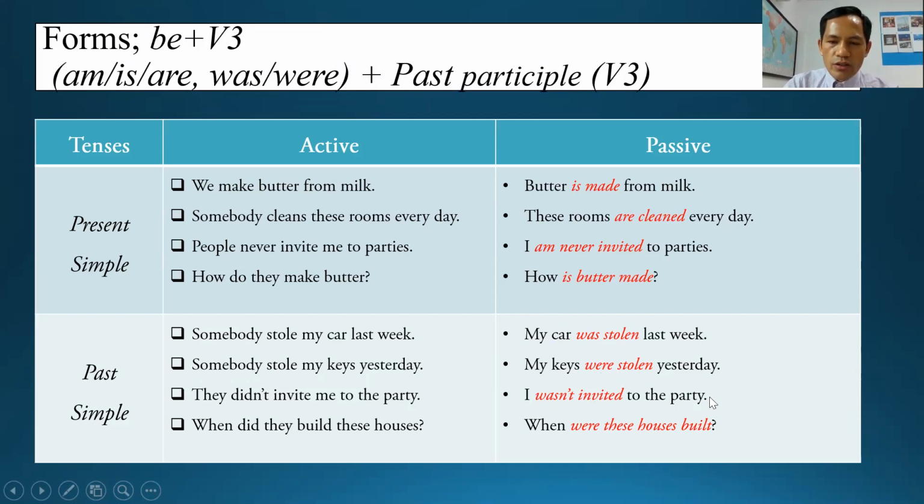I wasn't invited to the party. I wasn't invited. Past tense. I was is past tense. But in this case, we use negative sentence. So we say, wasn't invited. And here, question again. Our focus is these houses, not they, but these houses are focused. So we said, when were these houses built?